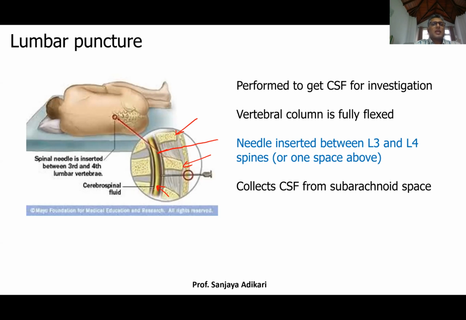Then you can do the same thing when the person is in the sitting position. You can bend and do it from the back. Okay, so just remember it. In adults, the first attempt is usually between L3 and L4. If you fail, you go one space above, between L2 and L3. But in infants, you go one lower, between L4 and L5, because their spinal cord is relatively long.